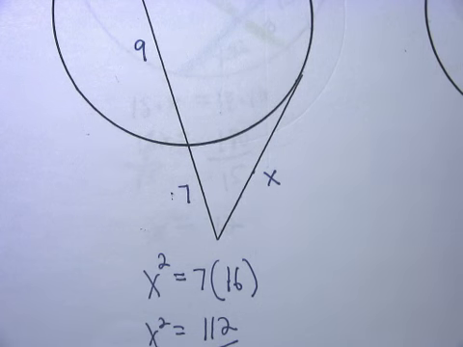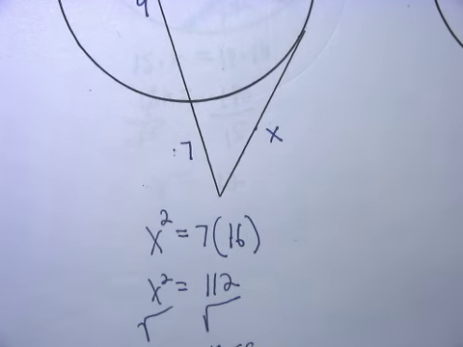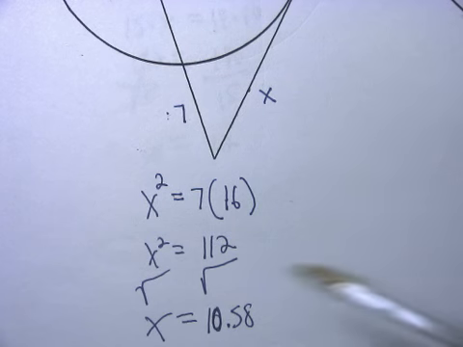112. But I don't want x squared. What I want, guys, I just want x, right? So I'm going to take the square root of both sides.